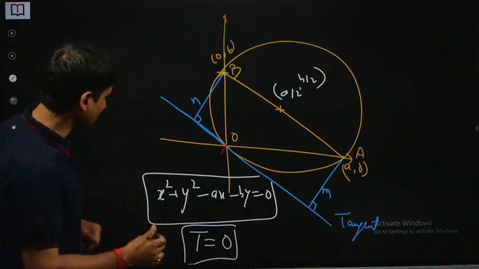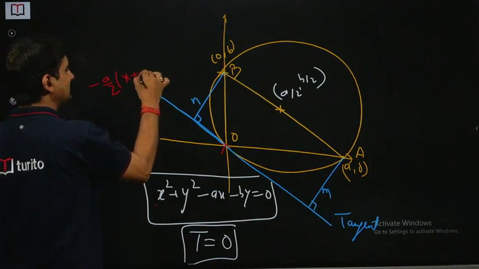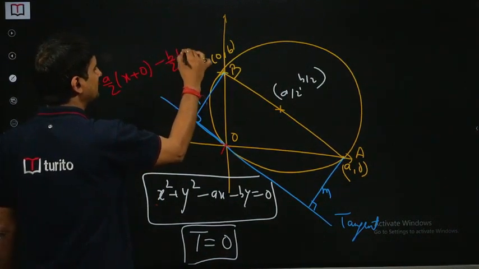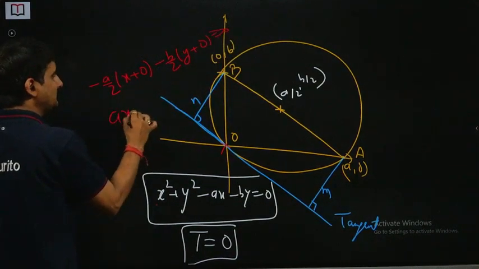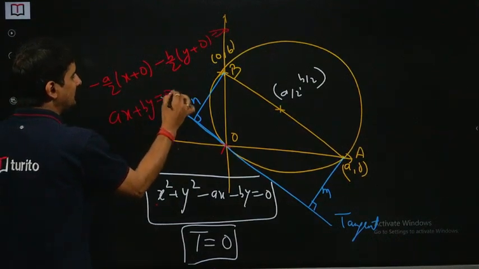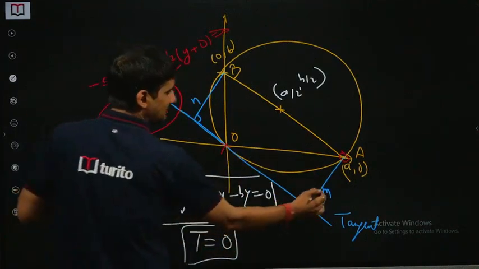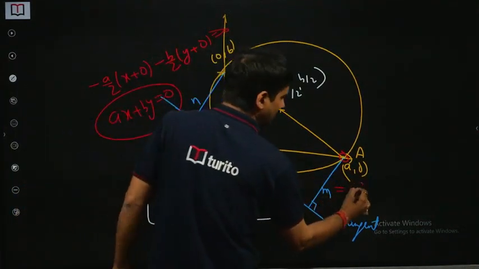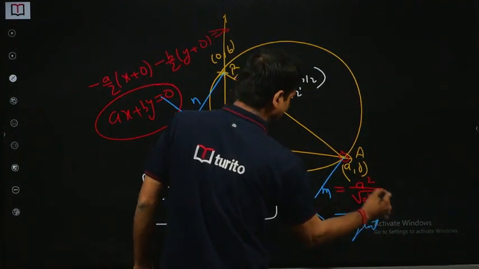Since the point is (0, 0), this is gone. It will be minus a by 2, x plus x1, which is x plus 0, minus b by 2, y plus y1, y plus 0, is equal to 0. So it's again ax plus by equal to 0. Now, its distance from (a, 0), so m is a square upon under root of a square plus b square.